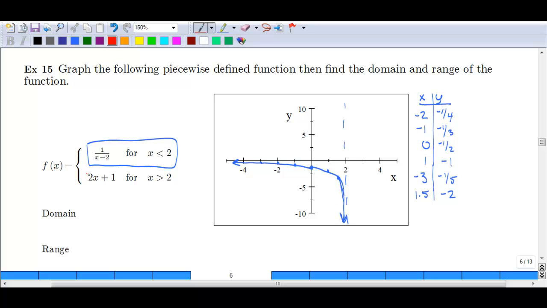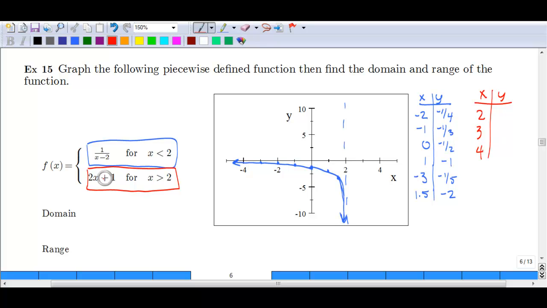The other function here is quite simple. 2x plus 1 is just a linear function. We can plot points if we want to, especially since we can't actually use the y-intercept because the y-intercept is not in the graph because we're starting at x equals 2. Again, the y-intercept would have to be when x equals 0. So in this case, we'll pick the point 2 just so we know where we're starting. Again, that's going to create an open dot, and we'll just pick a few more points.